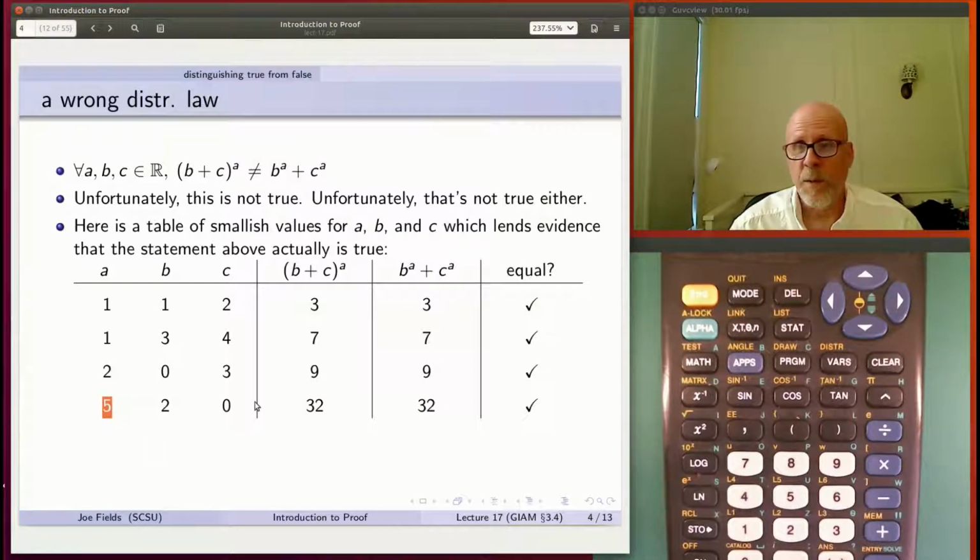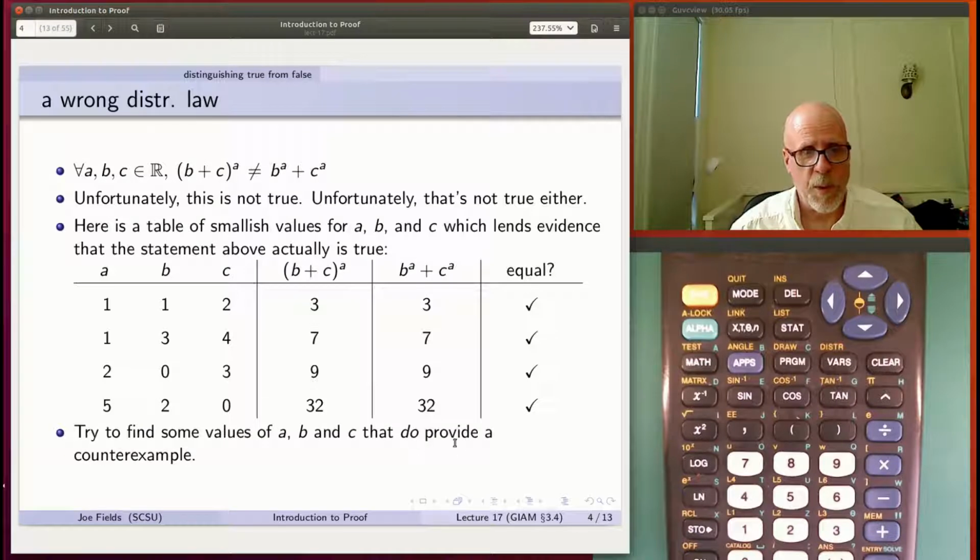Power of 5, that's even bigger. 2 plus 0 to the 5th power is 32, and 2 to the 5th plus 0 to the 5th is also 32. Well, now what shenanigans is being played here? If one of the numbers is 0, this distribution will work, but again, it's cheap. So that's a lot. We've explored a little bit. We've seen some situations in which this statement actually is true, that you can distribute a power over a sum, but it's not generally the case. So where do you find some values that do provide us with a counterexample to this proposed rule?